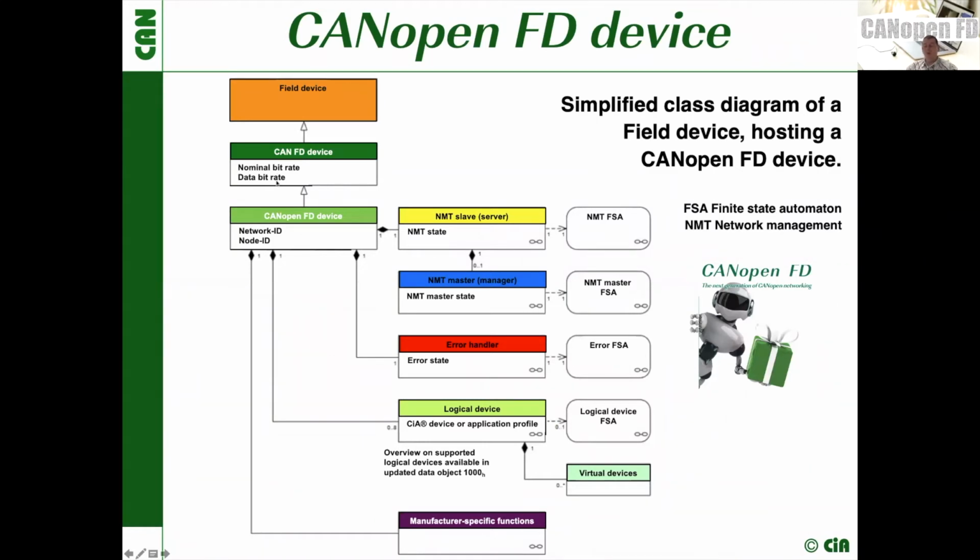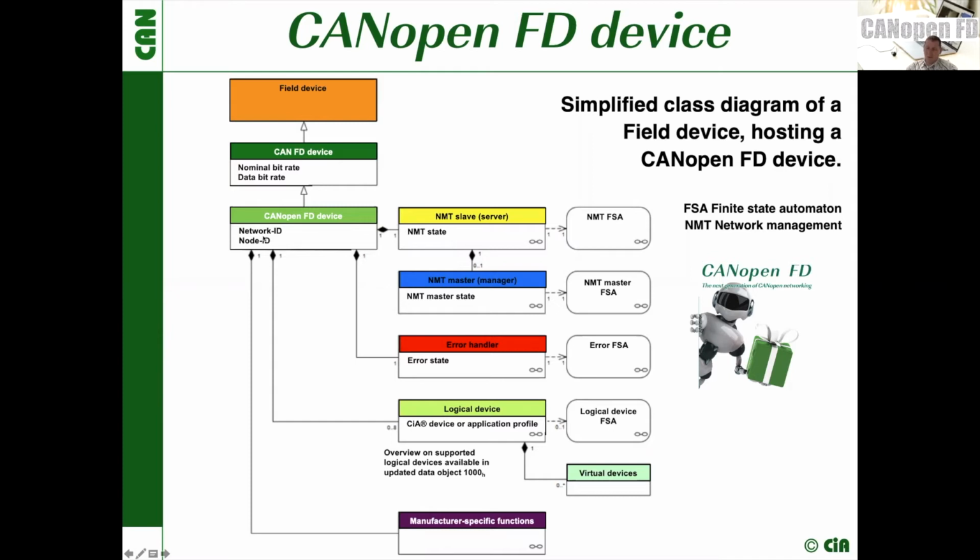We have now two bit rates with which we have to deal, the nominal bit rate and the data bit rate. The data bit rate is used during the data phase while communicating the CAN-FD frame. And then we have our CANopen FD device, rather similar to a classic CANopen device, but we see here a small difference. We have here a network ID. In addition to a node ID with which you may be familiar, we now also have a network ID.